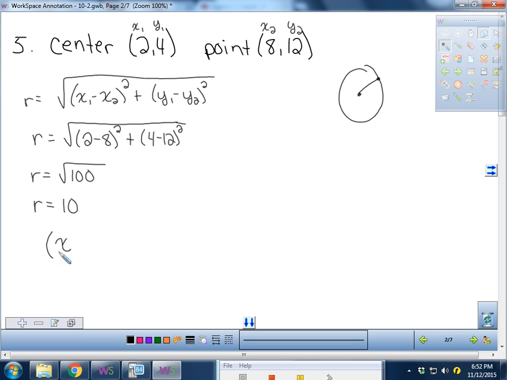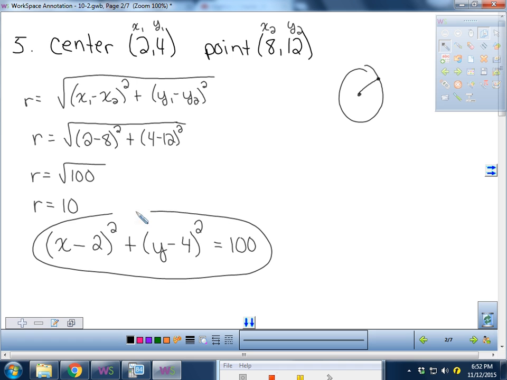Now you are ready to write your equation. So you've got x minus, plug in your h, which is 2, squared, plus y minus, plug in your k, 4, squared, equals your radius squared, so 10 squared, which is 100. By the way, your radius squared will be whatever it was before you square rooted, which comes in handy later when you don't get a perfect square. So always think of it as what it was right before you square rooted; that's the number that's going to be right here.